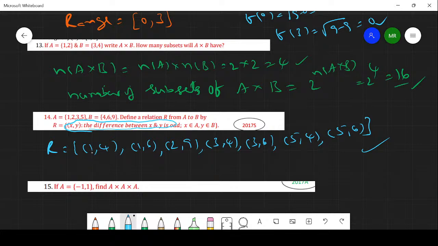The difference of these two elements should be an odd number, then we can write this. So this is the required answer, the 14th one. I hope you understood this. I have taken x, y belongs to A cross B, with 1, 2, 3, 4, 5 and 4, 6, 9. Follow the condition: the difference between x and y should be an odd number. Then you find the R value. Correct? I hope you understood this.